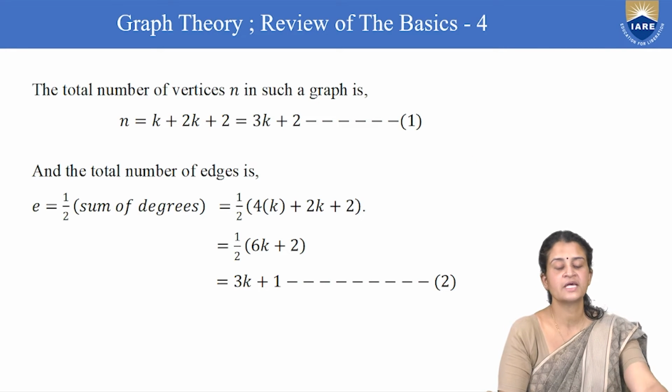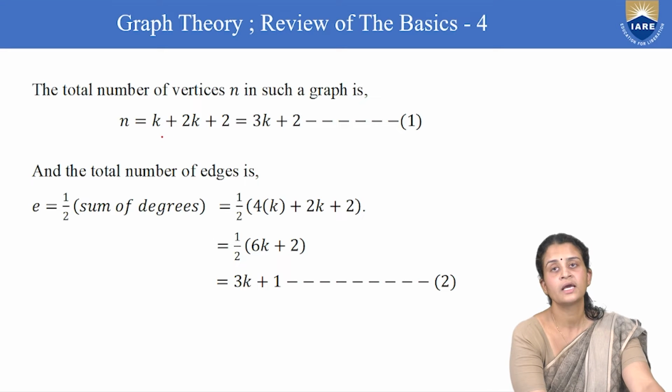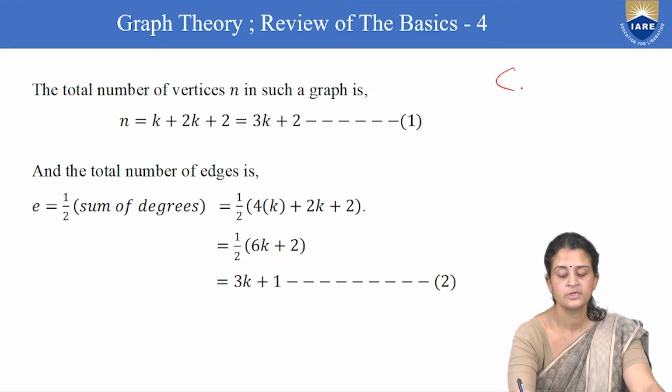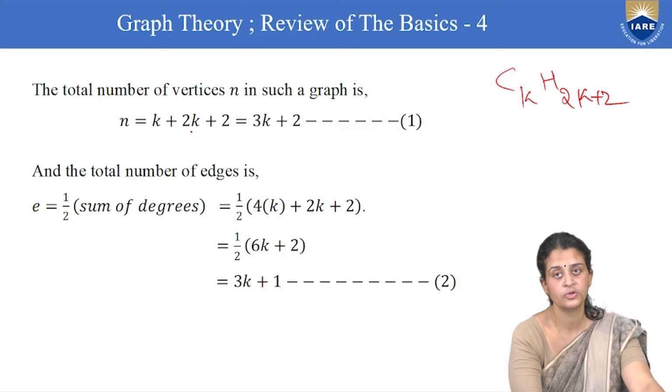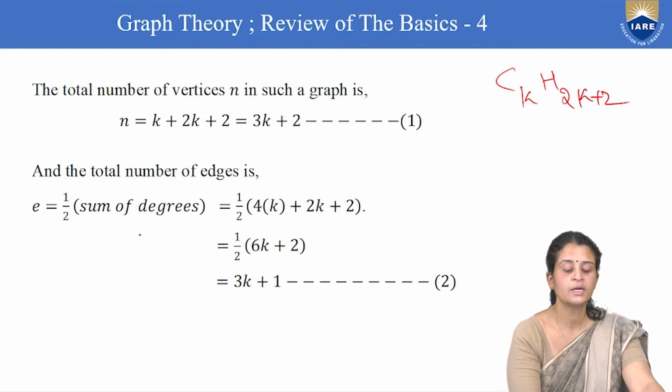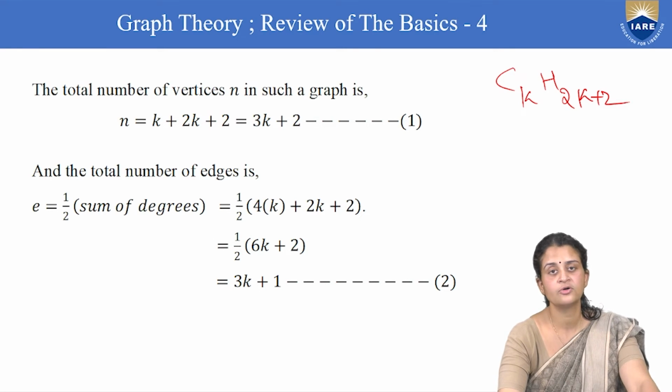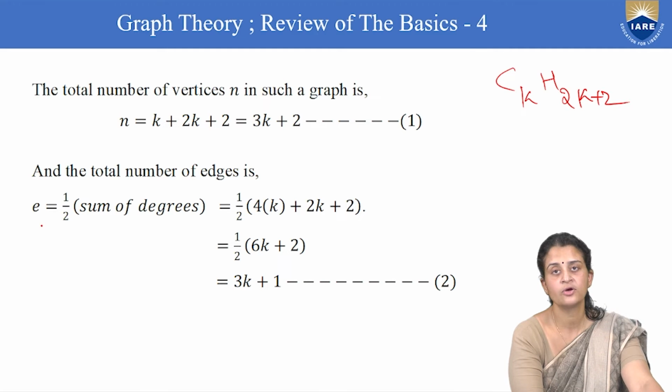The total number of vertices n in such a graph is n = k + 2k + 2. Why? Because we have CkH2k+2, so the total number of vertices will be k + 2k + 2, which on simplifying, k + 2k is 3k, so n = 3k + 2. And the total number of edges we have to find. We know that the sum of degrees in a graph is equal to twice the number of edges. From that we write E equals half the sum of degrees. Because we have drawn a graph here, but we are not sure about the number of edges.